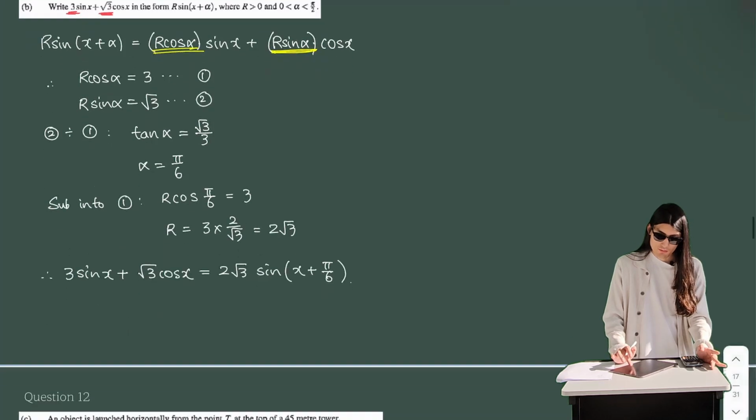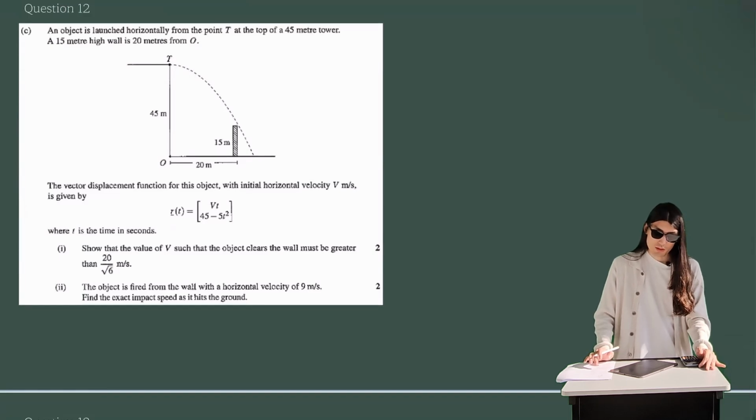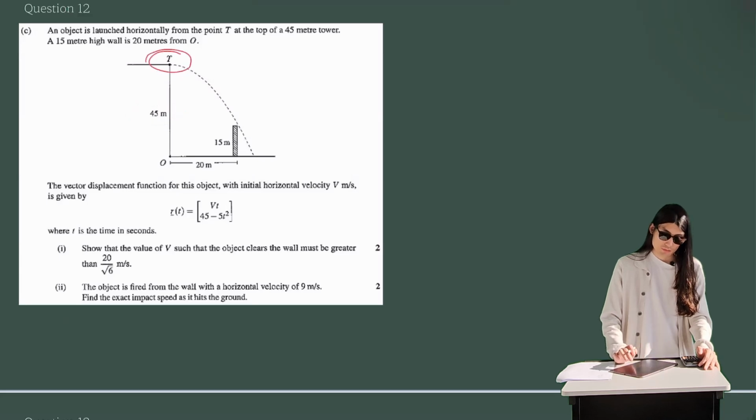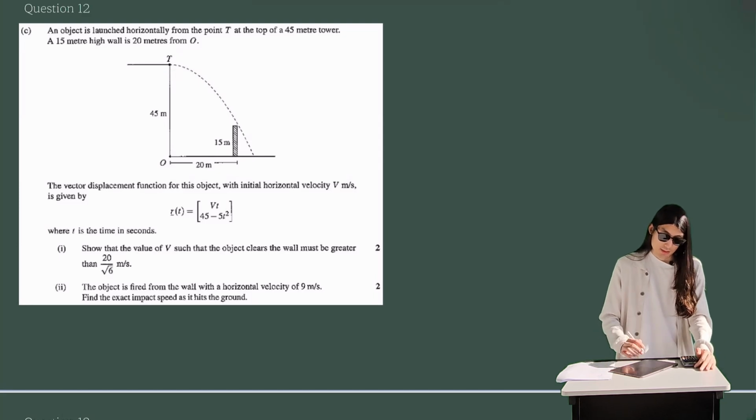Okay, 12c, I've got a projectile question. An object is launched horizontally from point T, which is at the top of a 45-meter tower. So we can see the 45 meters over here and point T at the top. And it's launched horizontally. And there's a 15-meter high wall that is 20 meters away from the origin. That's all shown in the diagram, isn't it? You guys can all see the 15 meters and the 20 meters as well. The vector displacement function, in other words the displacement vector, is given to us as well.